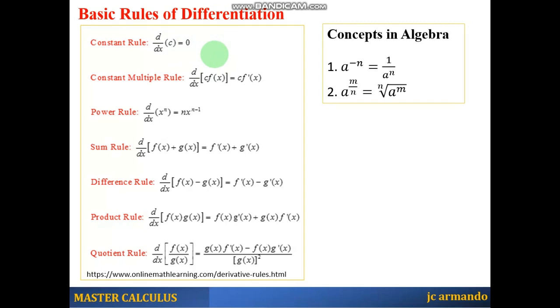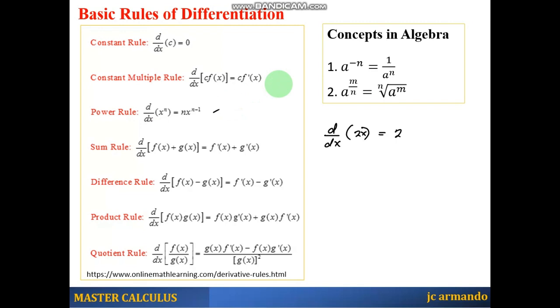Then we have the constant multiple rule. We have the derivative of c times f of x is just equal to c times f prime of x. So if our given is, for example, the derivative of 2x, that is equal to 2. Okay? So then the power rule, this is the most important. x to the n, its derivative is n times x to the n minus 1.